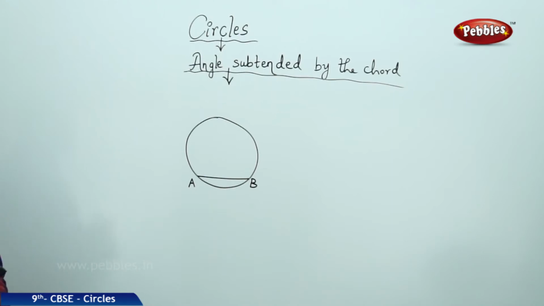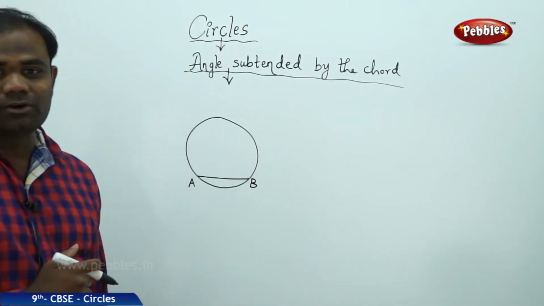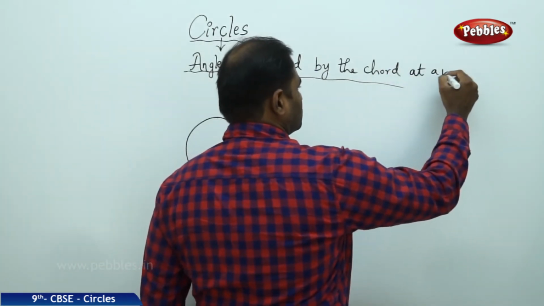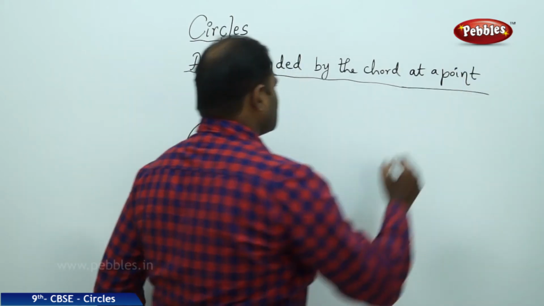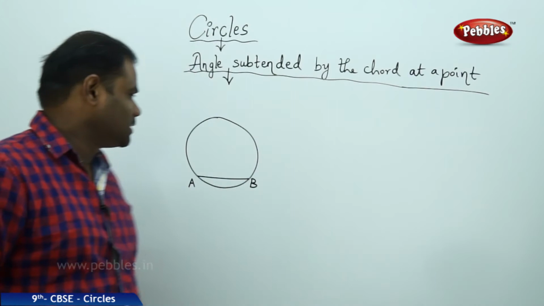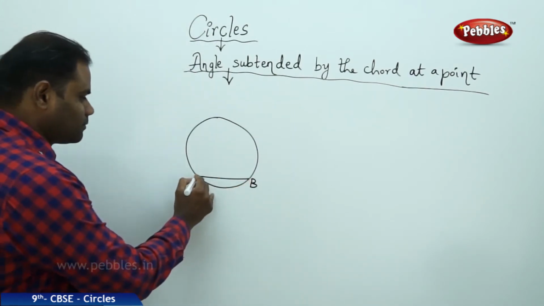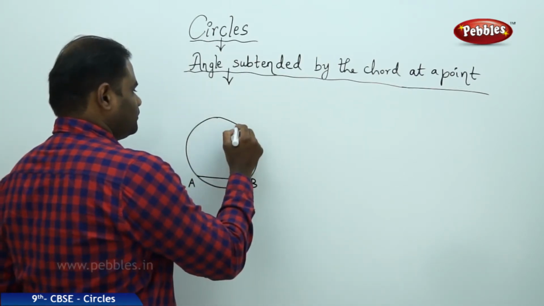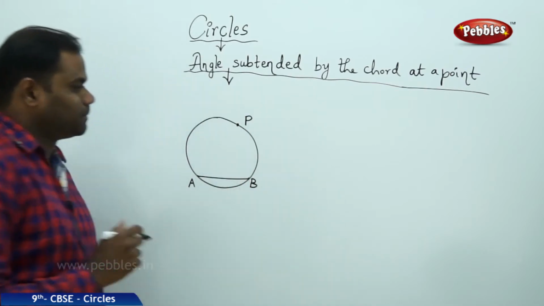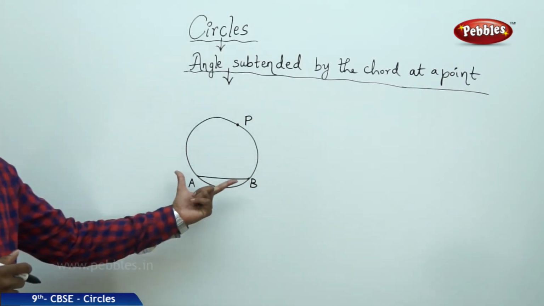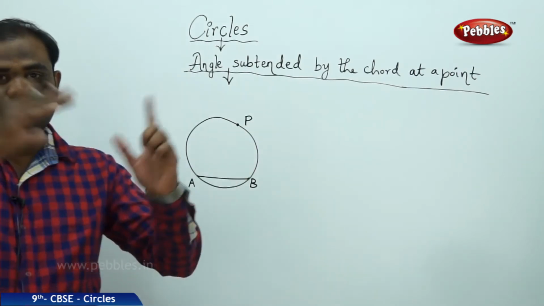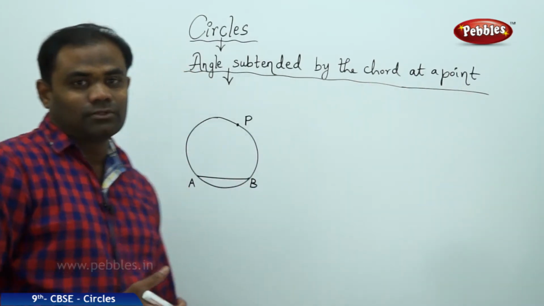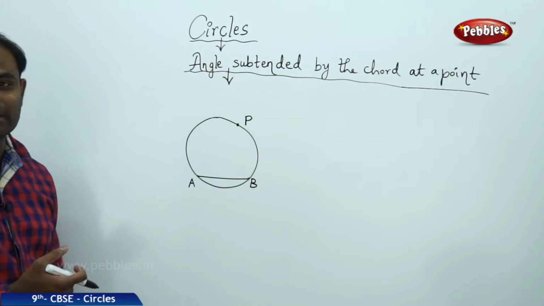In this case, we understand the angle subtended by the chord at a point. Angle subtended by the chord at a point implies that if I take a circle with the chord AB out here, then let me take a point P on the circle. Now let's see what is the angle subtended by this chord with respect to the point P for the given circle.